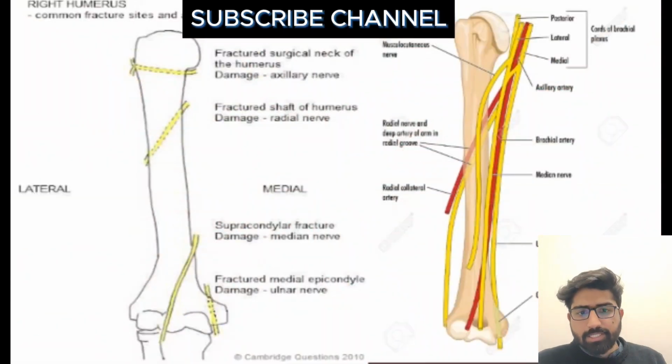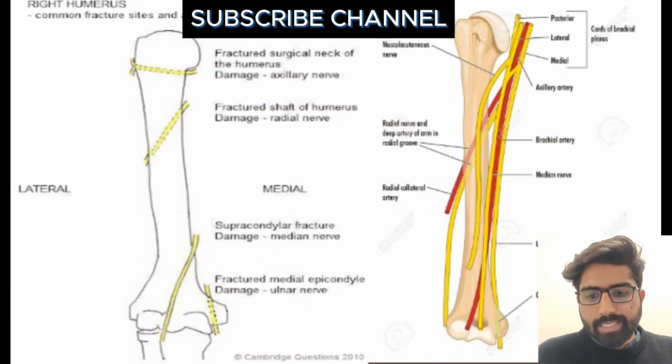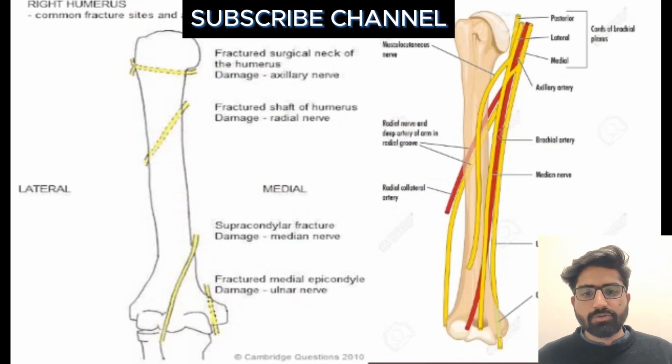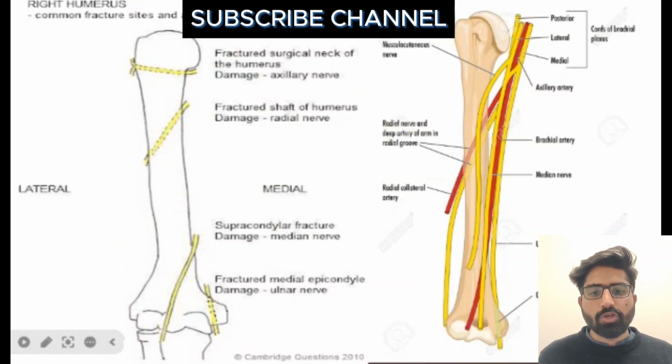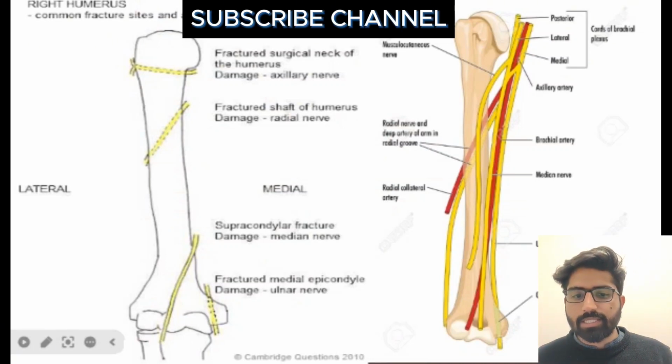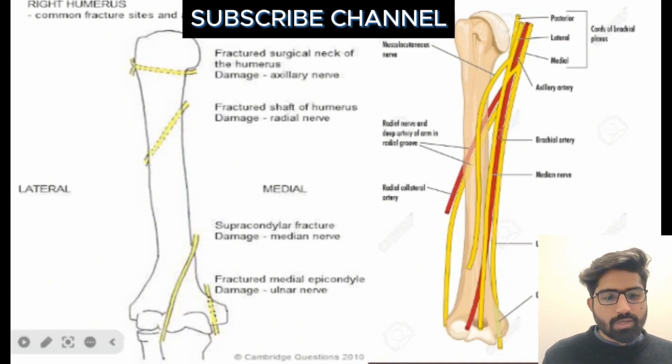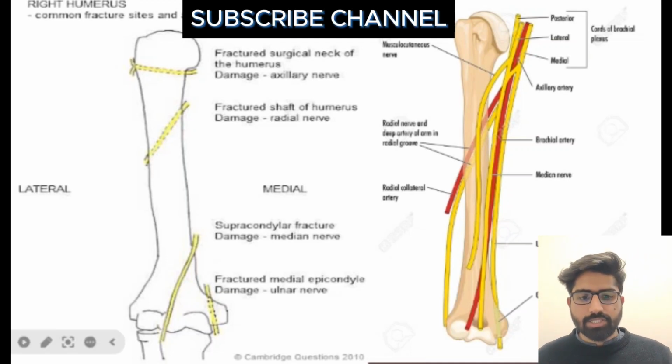As I've already explained in the previous slide, these are the sites where the humerus can get fractured, and the most common structure which can be injured due to the fracture. So you can see here, one common site is the surgical neck of the humerus, and it will cause damage to the axillary nerve. The fracture at the shaft of the humerus will lead to damage to the radial nerve, the supracondylar fracture will lead to damage to the median nerve, and the fracture of the medial epicondyle will lead to damage to the ulnar nerve. This is the common route of the nerves and the arteries, so you can better understand which vessels and which nerve can get injured at the site of the fractures.